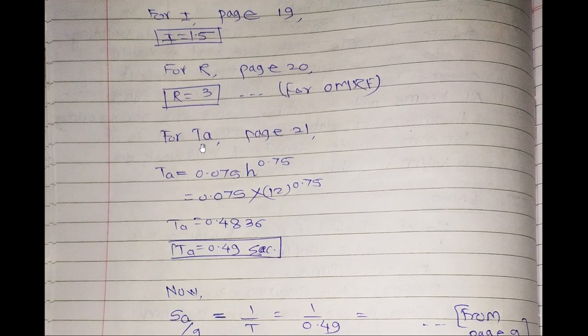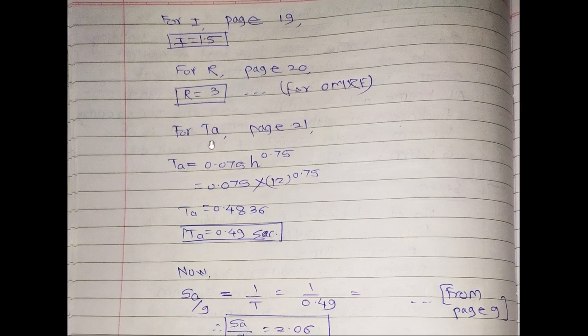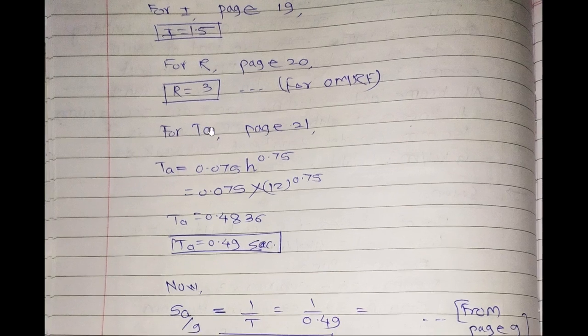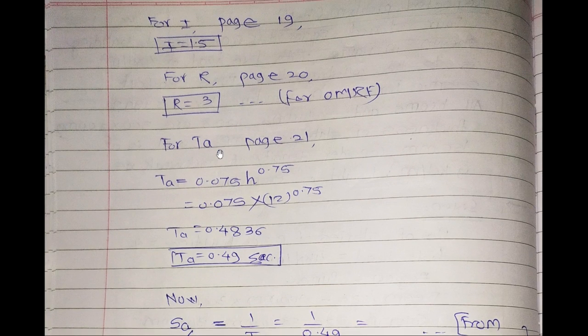Then next, calculation of Ta. For calculation of Sa by g, we need to first find Ta. So calculation of Ta is according to page number 21. Let's see page number 21 first of all.